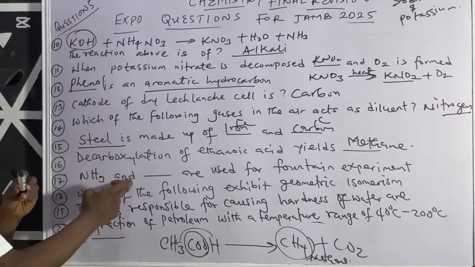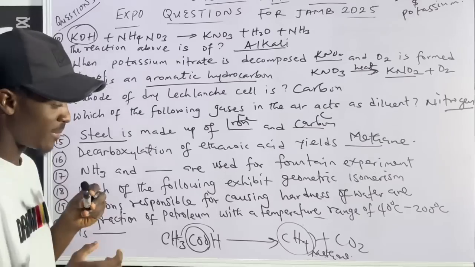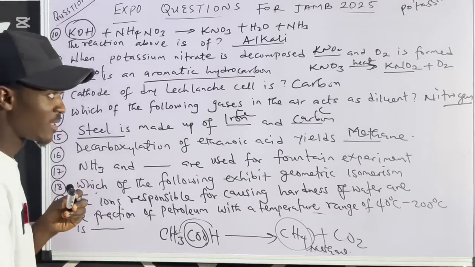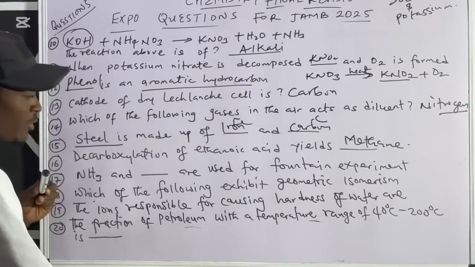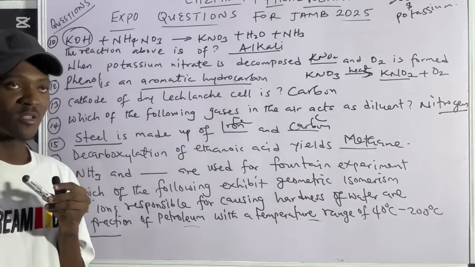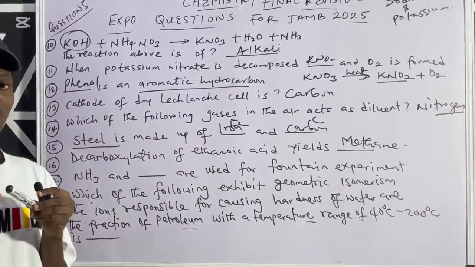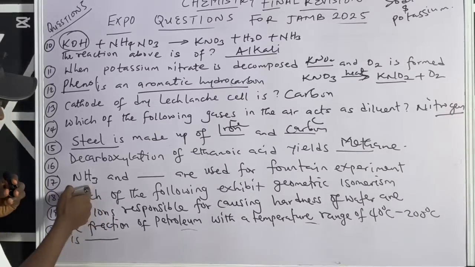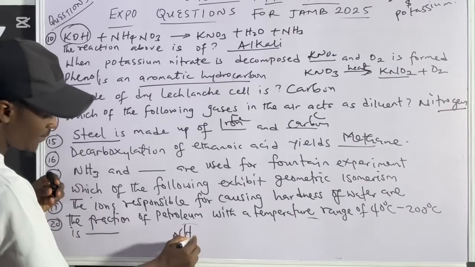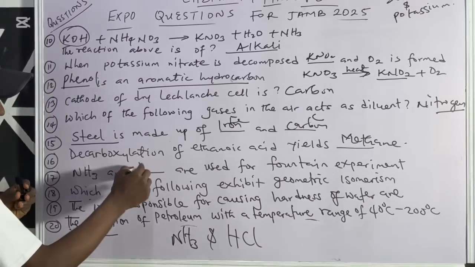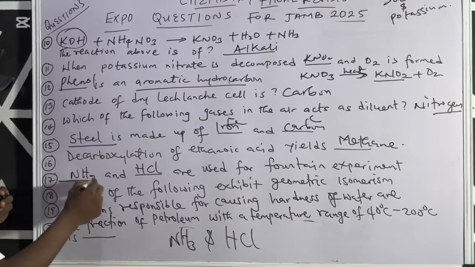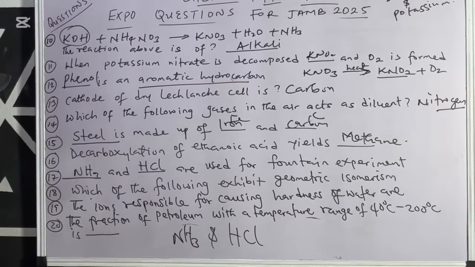Ammonia, NH3, and dash are used for fountain experiment. First and foremost, what is fountain experiment? It is simply an experiment that is conducted to test for the solubility of gases. And in the world of chemistry, there are two extremely soluble gases: ammonia, NH3, and hydrogen chloride gas, HCl. So the answer to this question is HCl and ammonia. They are both used for fountain experiment.